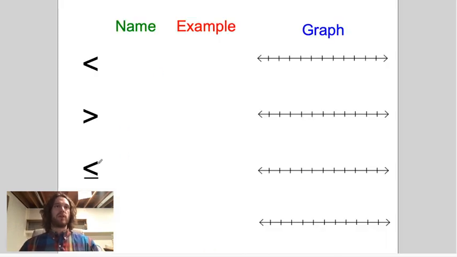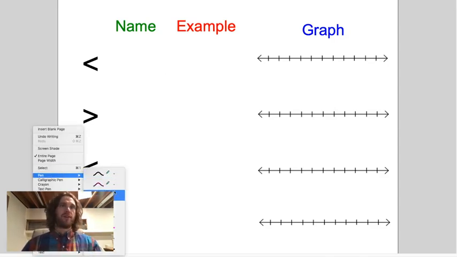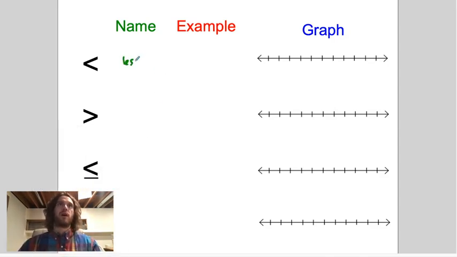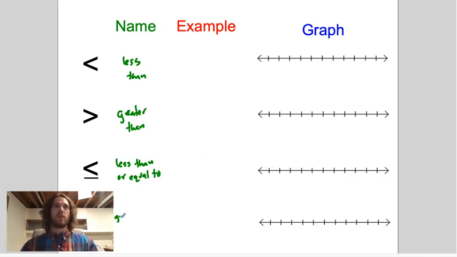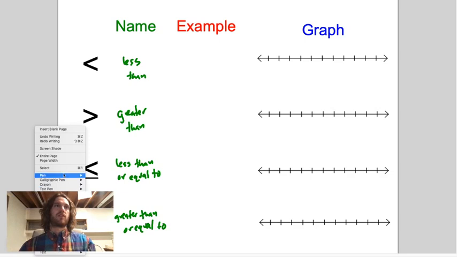What we're going to do here is run through these inequalities really fast. You can pause and rewind and do what you need to. This is less than. This is greater than. This is less than or equal to, which is this plus one more value. This is greater than or equal to. Fantastic. Now let's see some examples and let's graph them.